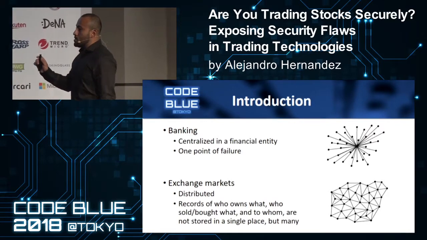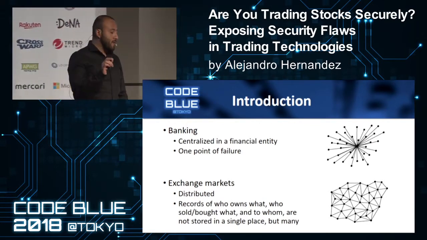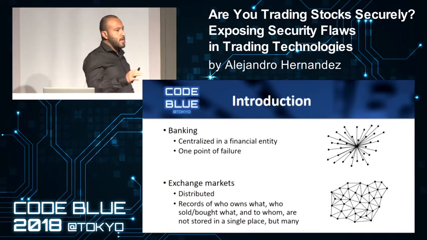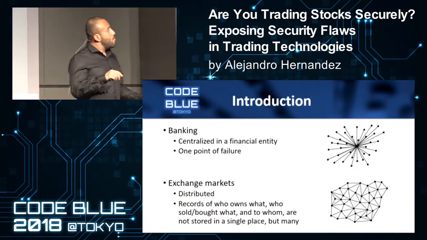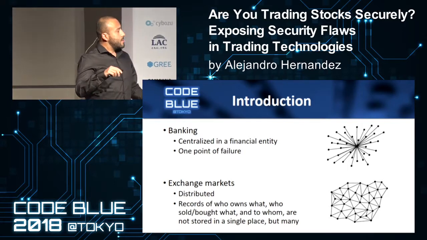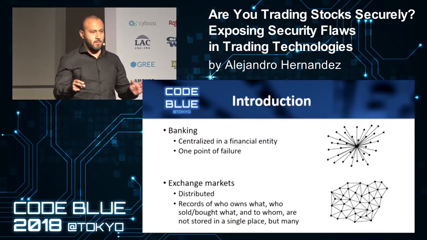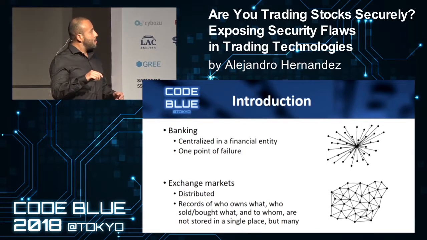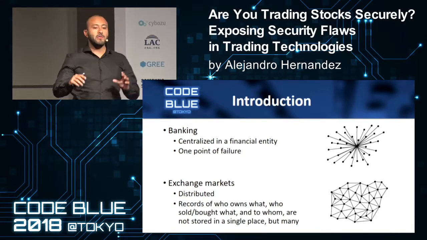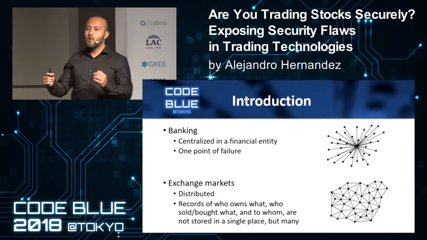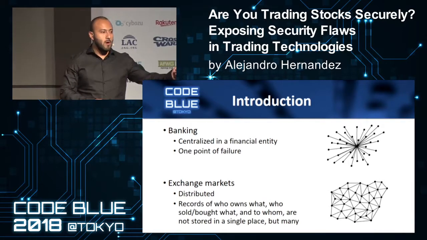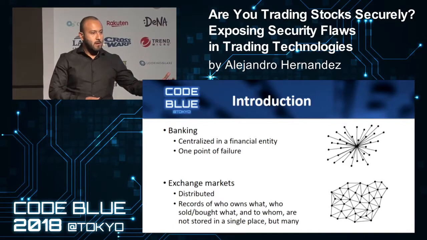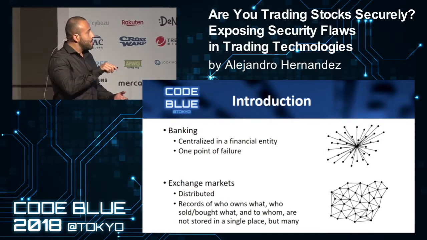It's important to distinguish the differences between stock exchanges and common banking networks. In common banking networks, we have a centralized entity, right? The financial institution. And in the exchange markets, we have a distributed ledger. So there is a registry of who sold what and to whom, who owns what securities, how many stocks people sold from here to here to here.